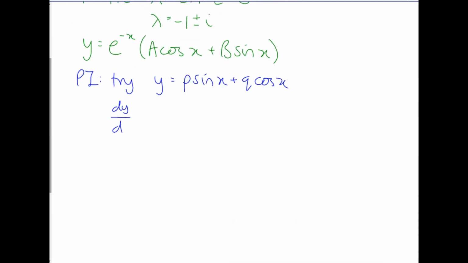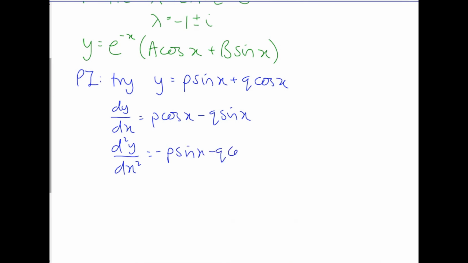So dy by dx gives you p cos x minus q sine x, so we differentiate cos, and differentiate it again, gives me minus p sine x minus q cos x.